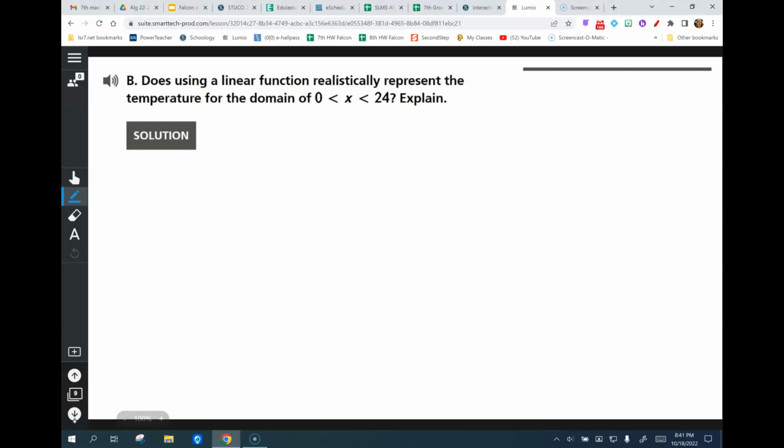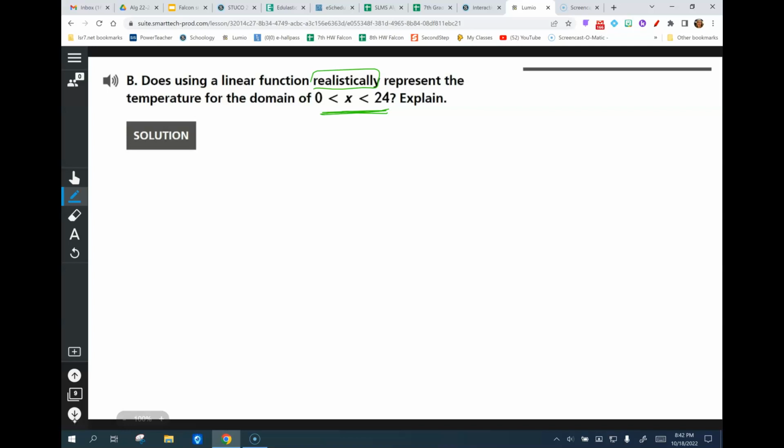So the B part of this in the book wants to know if it's realistic. Does the linear function realistically represent the temperature for the domain from 0 to 24? So they're saying 24 hours in a day. Is it realistic to be able to use that function that we were just looking at to see it? What do you think?